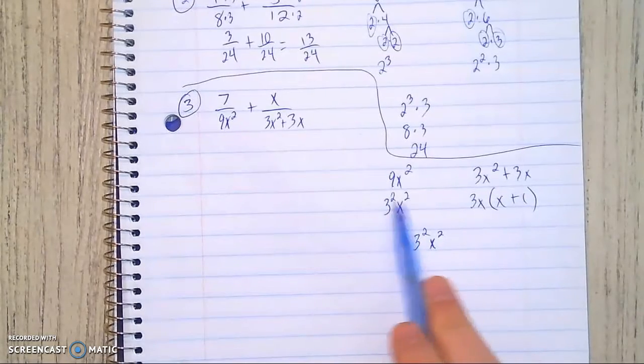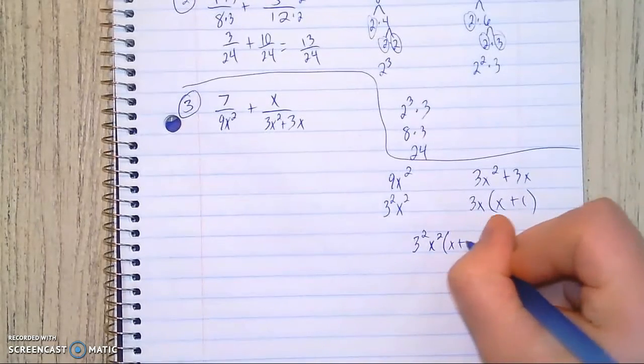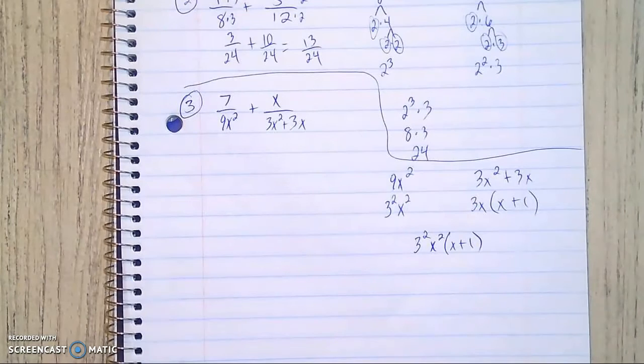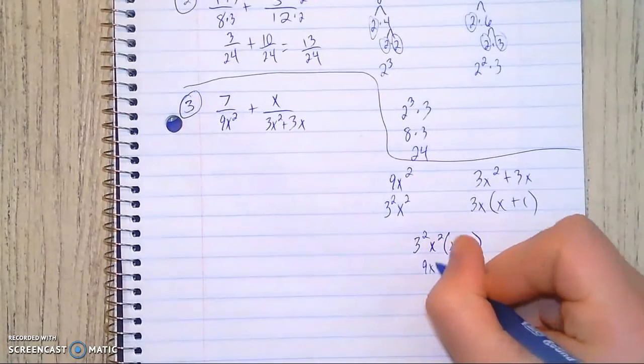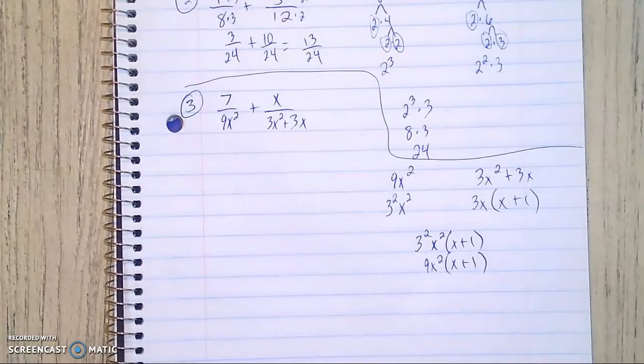And while there's no factors of x plus 1 over here, there is one over here. I choose this because it's the greatest amount that I have. So I take that x plus 1 along for the ride. So we've now found our common denominators, basically 9x squared times x plus 1. That's our common denominator.